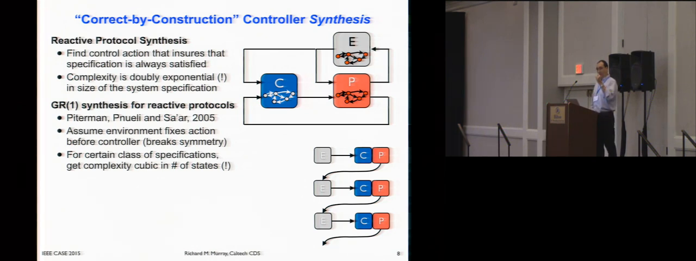Now, there's a little bit of a gotcha there, because cubic in the number of states, the states could be exponential in the size of the specification in general, but it turns out that often they're not. That is, when we encode a specification as a deterministic transition system, a finite state machine, then often it's not too bad. And if you're clever about it, you can do it in a good way. Okay, so cubic in the number of states is suddenly tractable, right? That scales, roughly speaking.